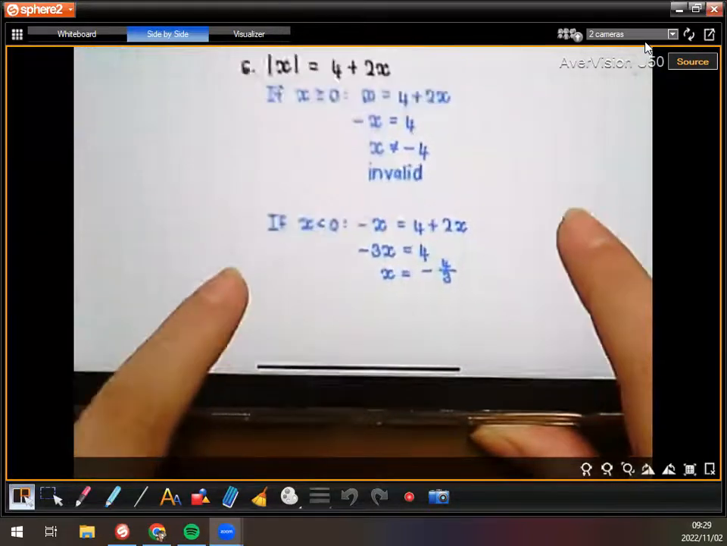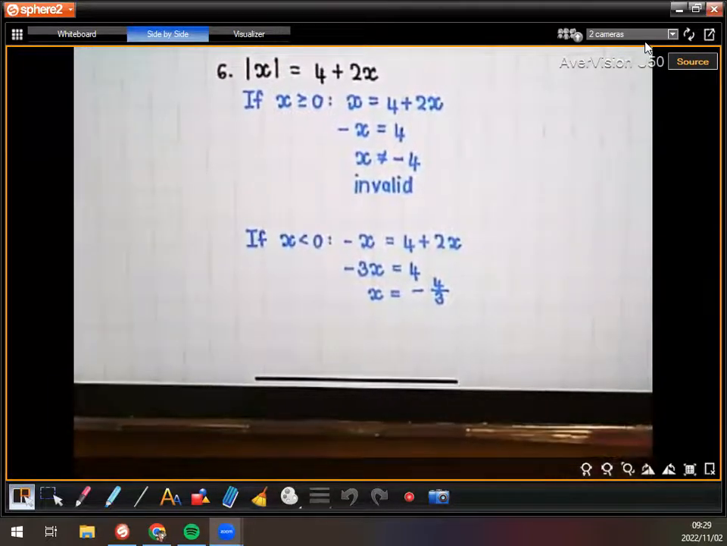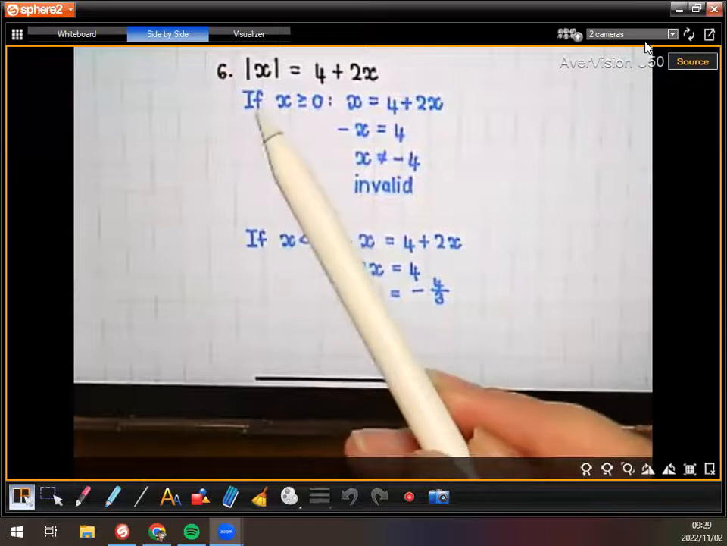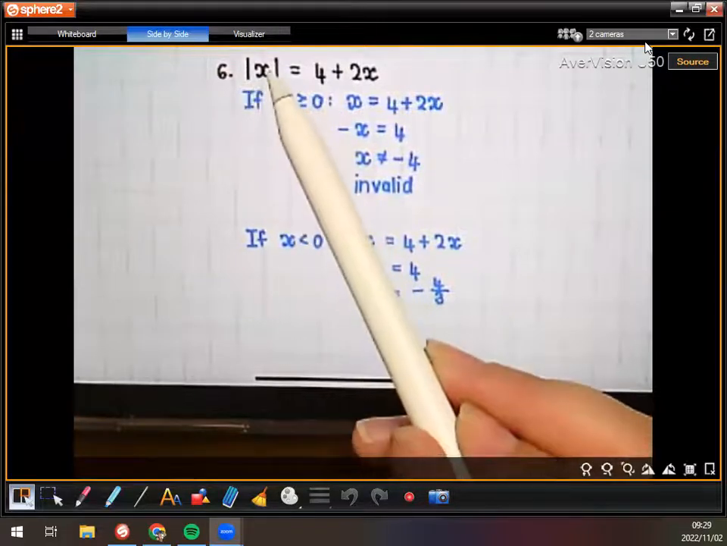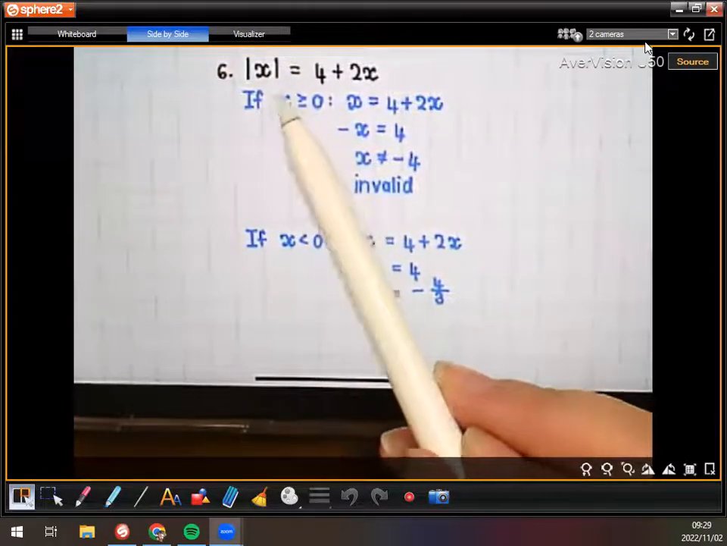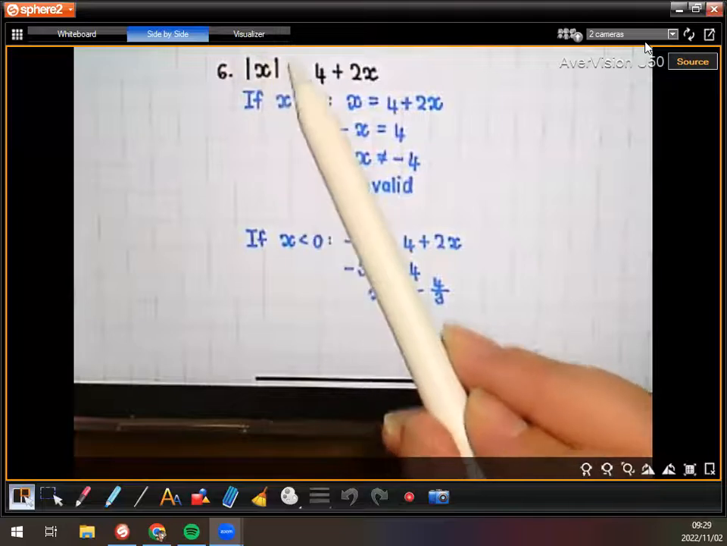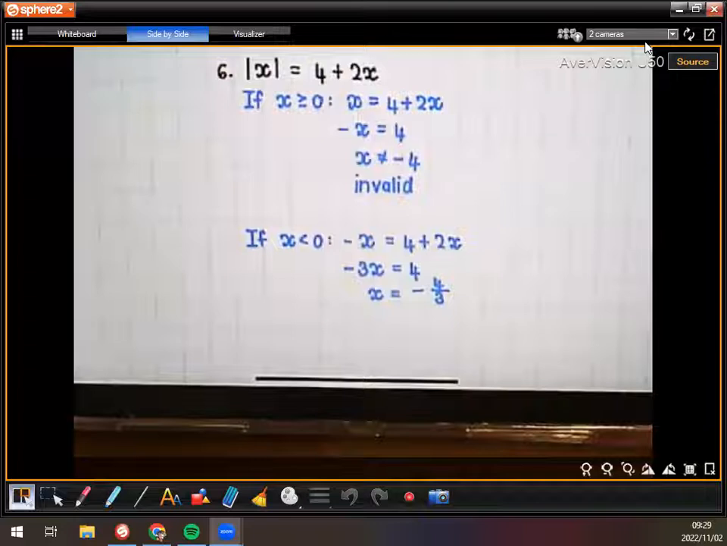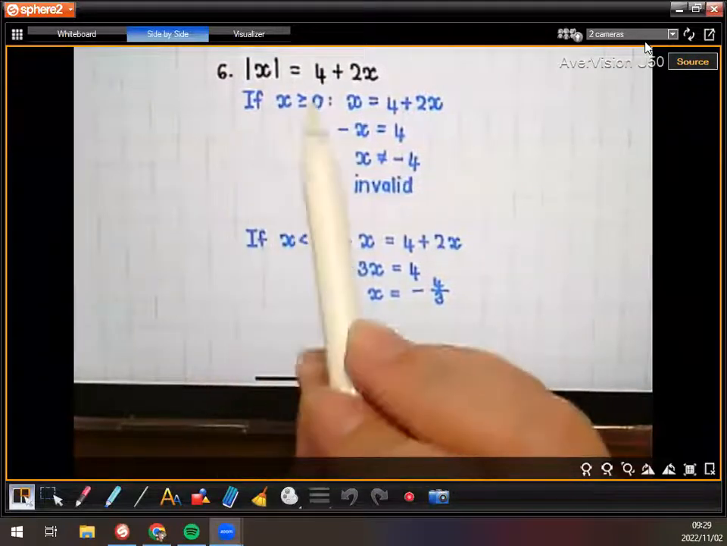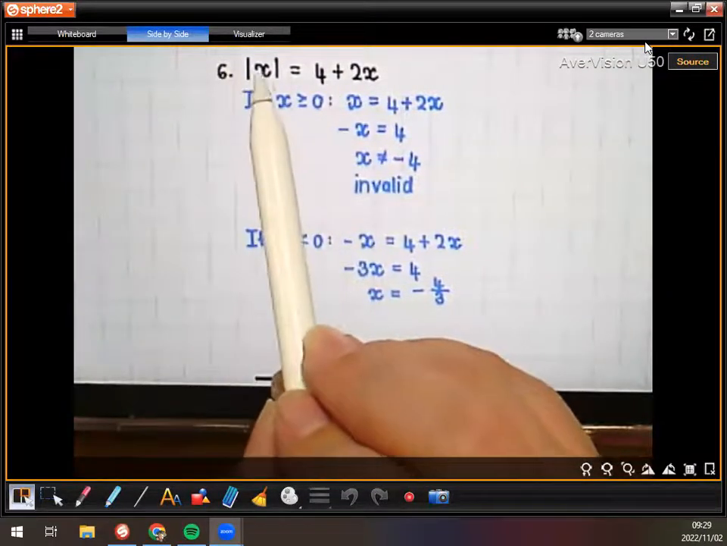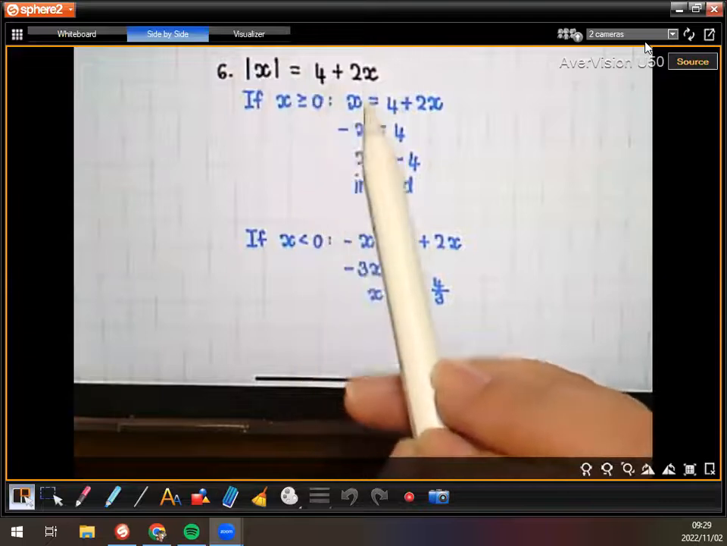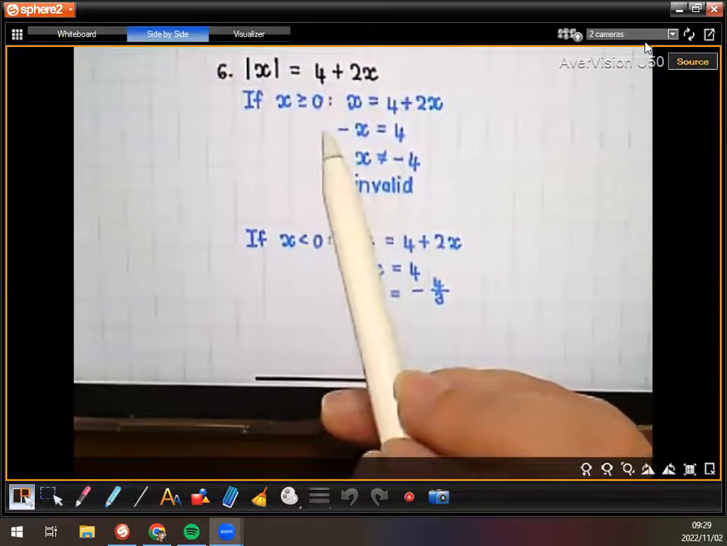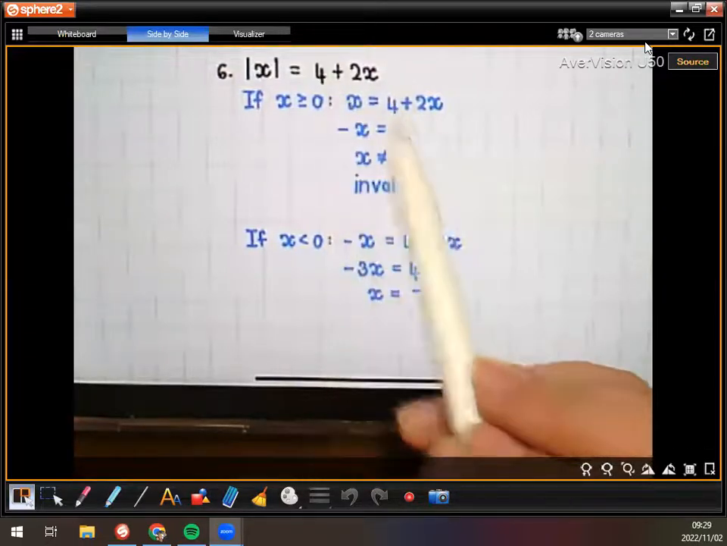I got two answers. The first one was invalid, the second one was valid. So guys, remember for the first one, you're saying that x is positive or 0. So now we're going to say that the absolute value of x, when x is positive, is x. I'm saying x a million times, but are you guys understanding what I'm saying? That's coming from the definition, okay? The absolute value of x, when x is positive, is x. So that's what I'm doing, and I'm making it equal to the right hand side of that equation.